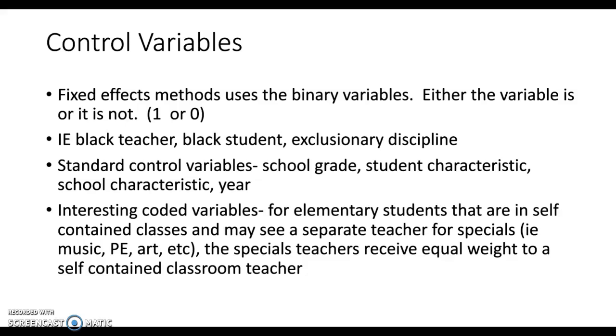An interesting coded variable utilized, and the researchers made note of it, was for elementary students that are in self-contained classes, which have a primary teacher whom students see the majority of the day, but those students go to a separate teacher for specials, such as music, PE, and art. The interesting notation for this unique situation is that special teachers receive equal weight to a self-contained classroom teacher. The researchers found that even if there was limited contact with the special teachers, they bring value to the students in seeing a teacher of a different race.